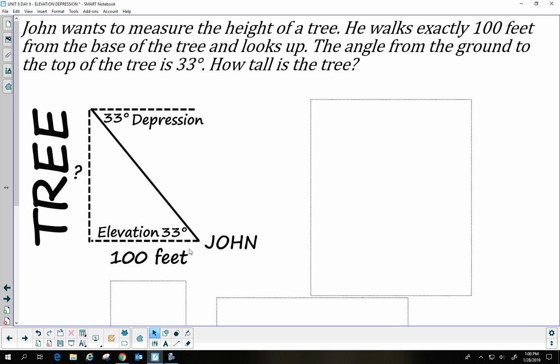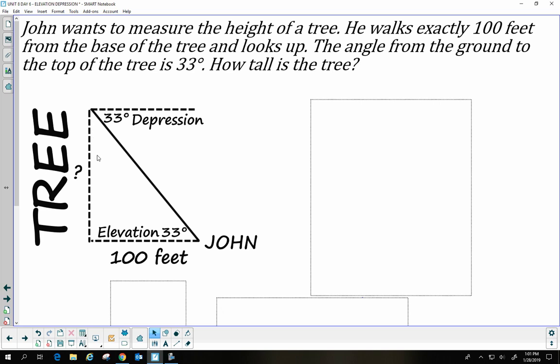John is 100 feet away from the tree. That's a horizontal distance. We want to know how tall the tree is, and so I put a question mark there because we don't know it. And then we have an angle of elevation of 33 degrees. And I'm just going to keep putting the angle of elevation and depression in there, even though we don't need them both, just so you can recognize that they're the same. Okay, so if I were a bird sitting in the tree, my angle of depression looking at John would be the same as the angle of elevation, John looking at the bird.